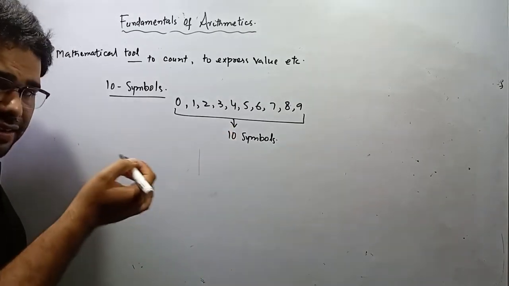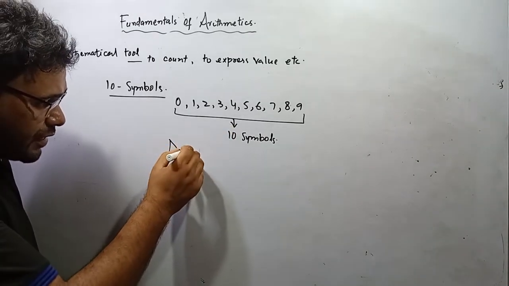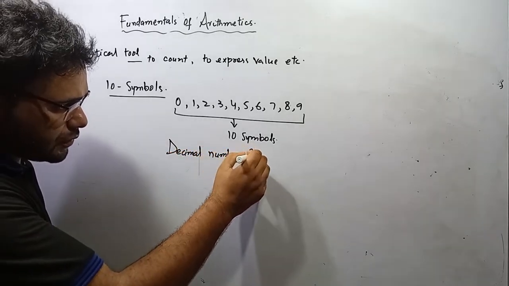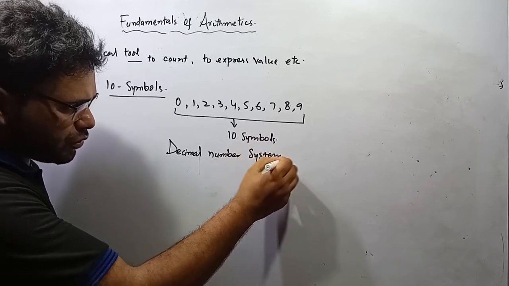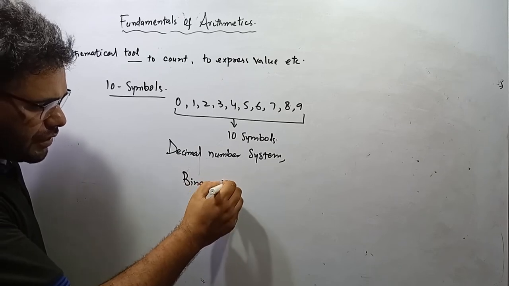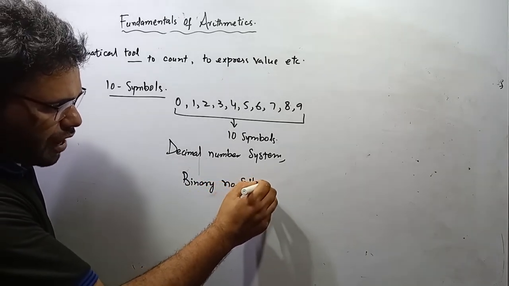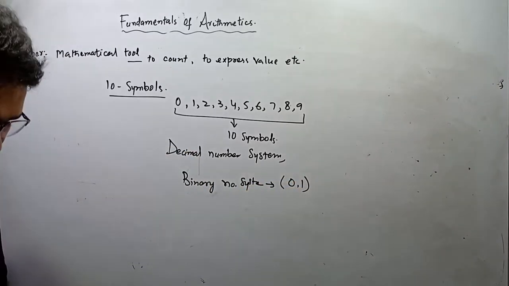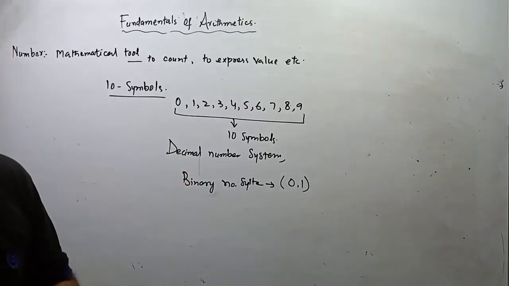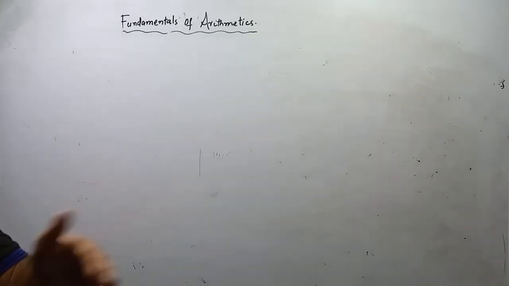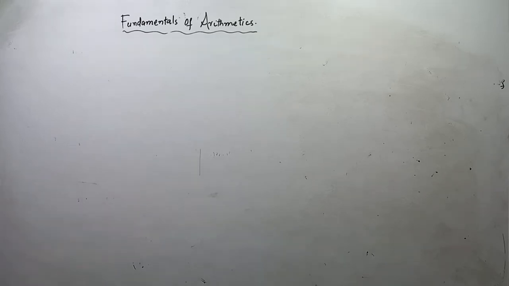The number system we are studying is called the decimal number system. And you might have gone through the binary number system. In the binary number system, we have only two symbols, 0 and 1. But in the decimal number system, we have how many? That is 10 symbols. Next we will see there is a classification of numbers, or we can say there are various different groups of numbers.